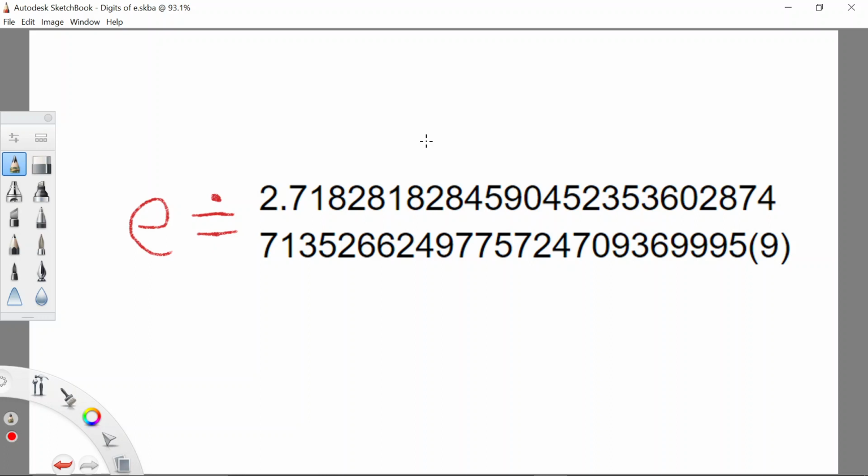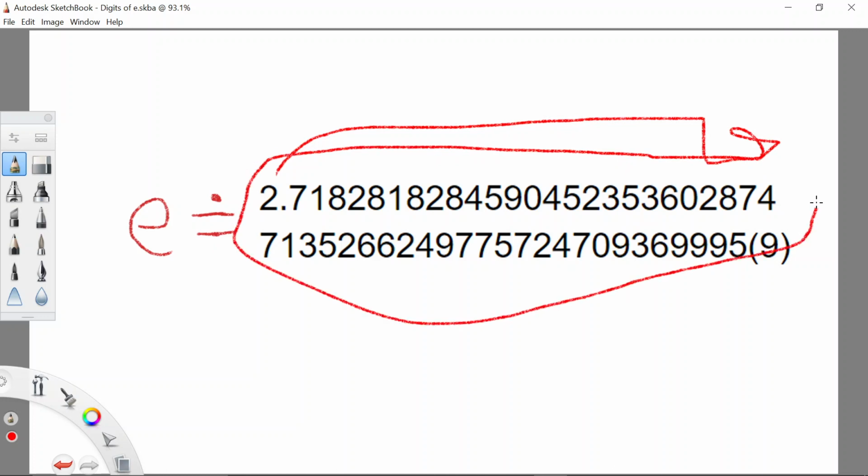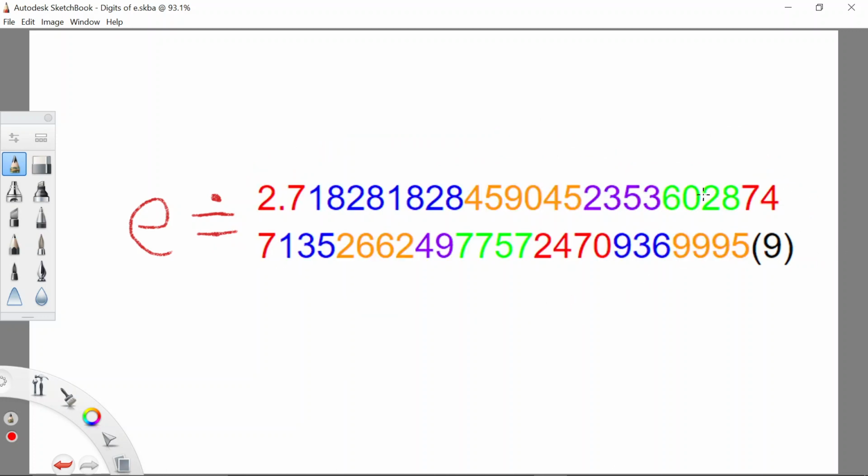Okay, let's talk about the first 50 digits of E. It's a pretty important number. Euler came up with it, so let's just memorize the first 50 digits. I mean, obviously, this kind of looks like a lot of digits right here, but it's really not, because we're gonna break it down into colors.